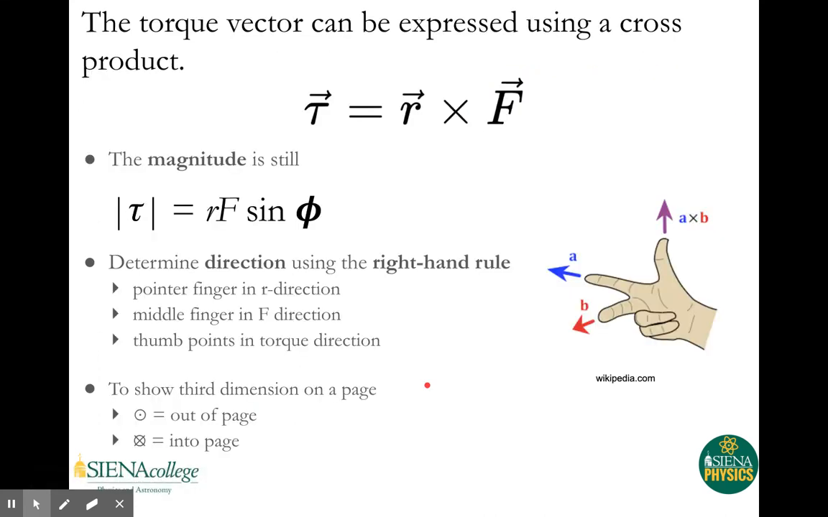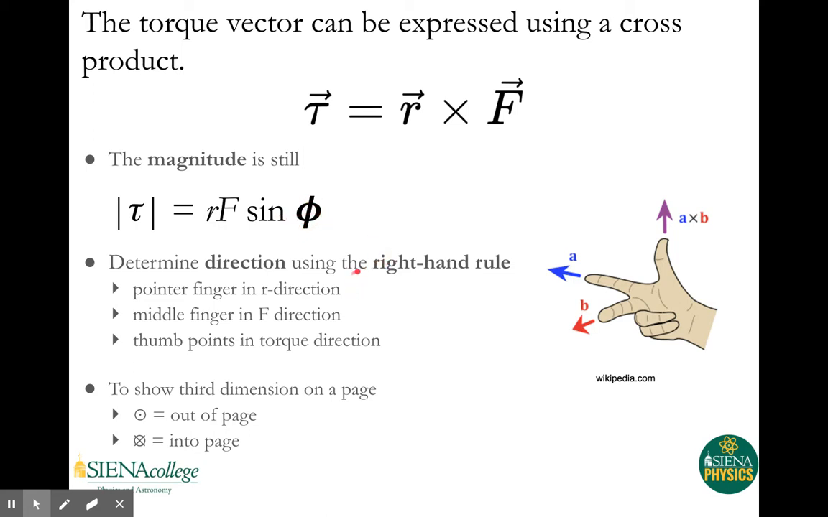And then torque can also be expressed. So torque is a vector, right? It's got a magnitude and a direction. It can also be expressed in terms of a cross product. So this is a vector multiplication that we haven't seen before. So again, we're taking the vector r, we're using the cross product to multiply with the vector F. Okay, so the magnitude is still the same. It is still rF sine phi.